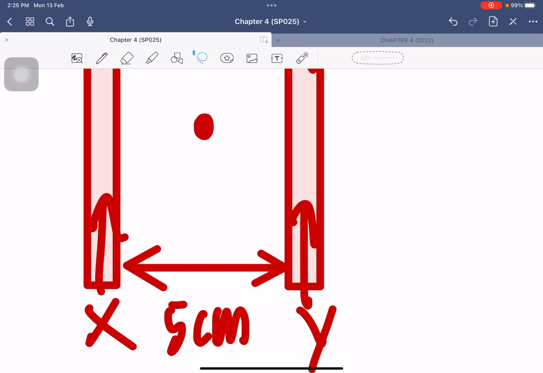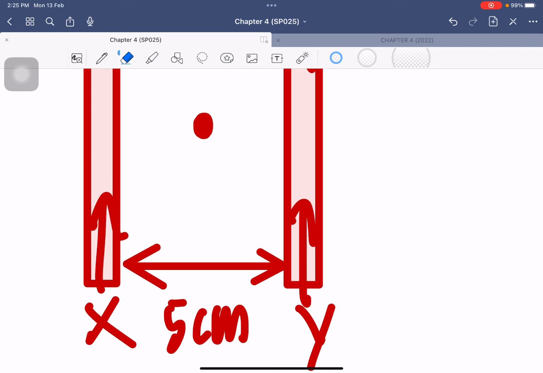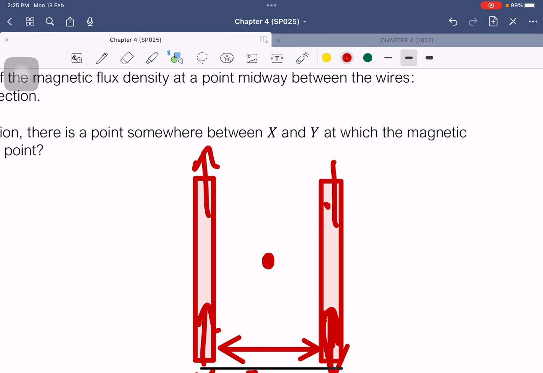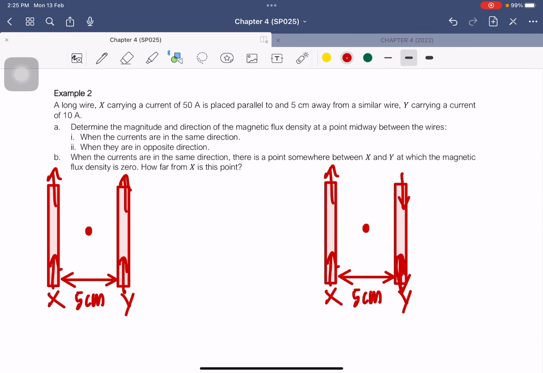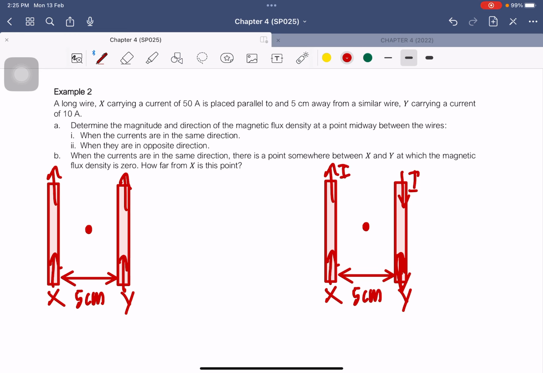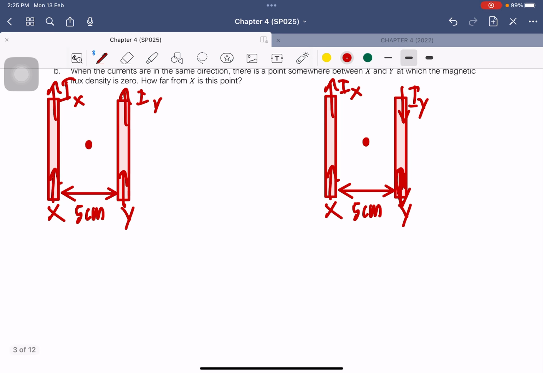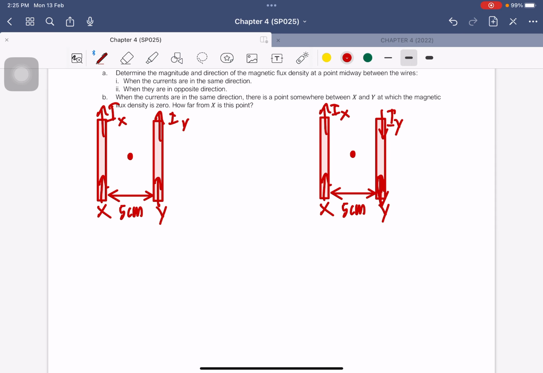Okay, so I guess I have to... can't really just do it like that. Okay, so in the opposite direction. So this is your current, IX, IY, IX, IY. Okay, so let's firstly determine the magnitude first.